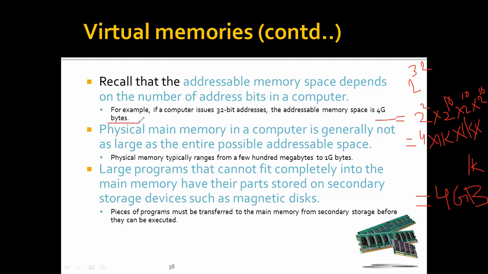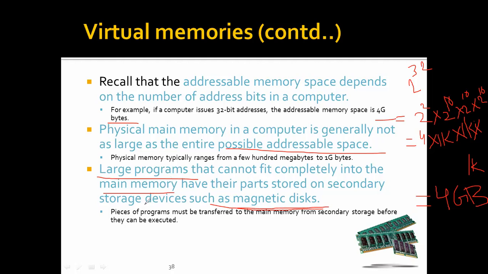Physical main memory in a computer is generally not as large as the entire possible addressable space. Large programs that cannot fit completely into the main memory have their parts stored on secondary storage devices such as magnetic disks. Suppose large programs occupy more space than the main memory can hold, then they are not stored in main memory. Then we use magnetic disks. Secondary storage devices are used for storing the large programs.